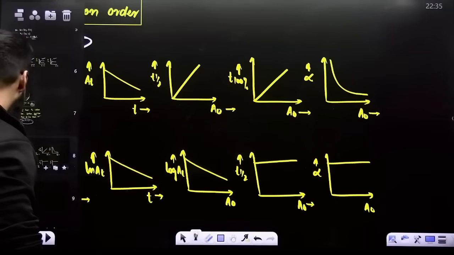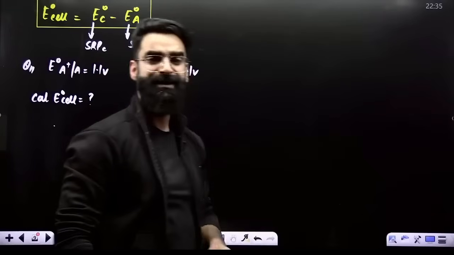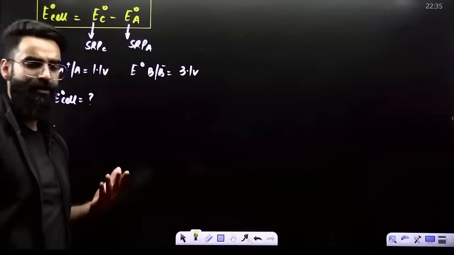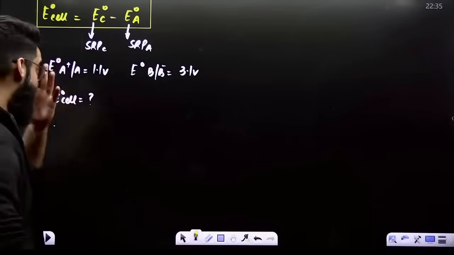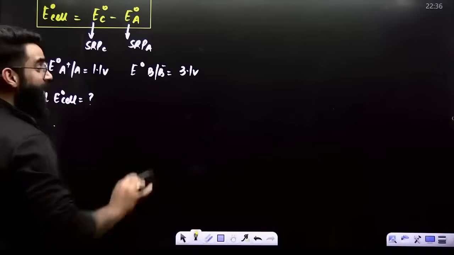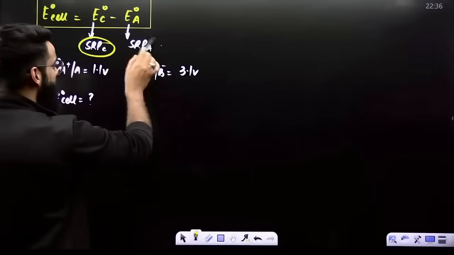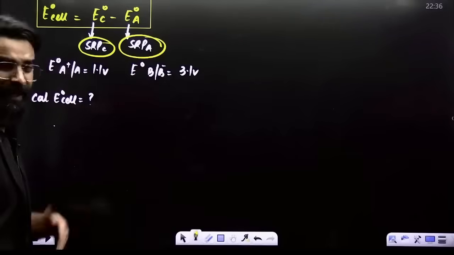One more important thing which is frequently asked is the calculation of E0 cell. How do you calculate the standard EMF of the cell? Standard EMF of the cell is E0 cathode minus E0 anode. E0 cathode is the SRP, standard reduction potential, of the cathode, minus the standard reduction potential of the anode.